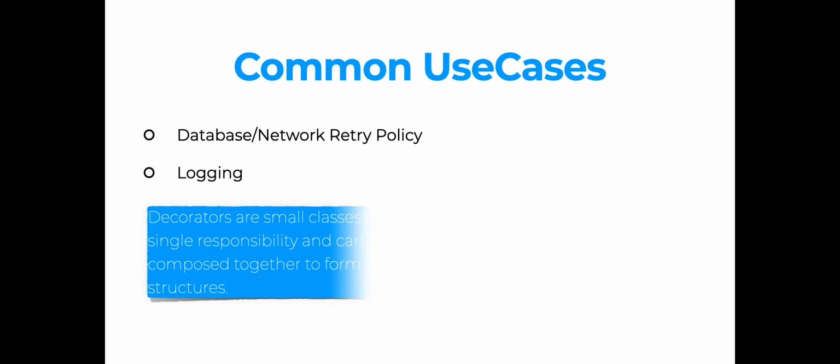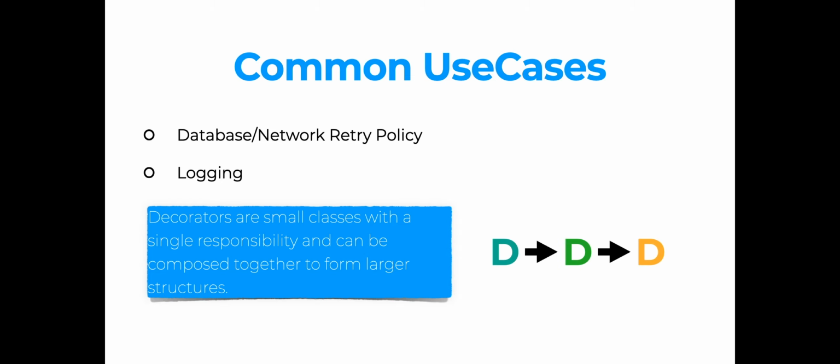Some of the common use cases of the decorator pattern, which we will implement in this video, are the database or network retry policy and also logging. Decorators are small classes with a single responsibility and can be composed together to form a larger structure. As a result, we can have a chain of decorators accomplishing different tasks, where we can have a decorator for our network retry policy, and on top of that, a logging decorator.